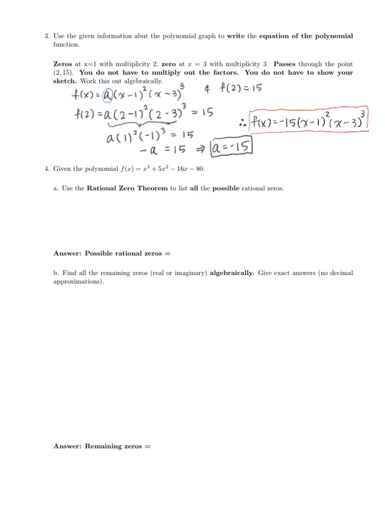Okay, number 4. Given the polynomial f of x, use the rational zero theorem to list all the possible rational zeros. Okay, so let's do this. So we're going to have to find all the possible p over q's, where p is nothing but the factor of the constant term, and then q is the factor of the leading coefficient. Okay, so with that said, what do we got?